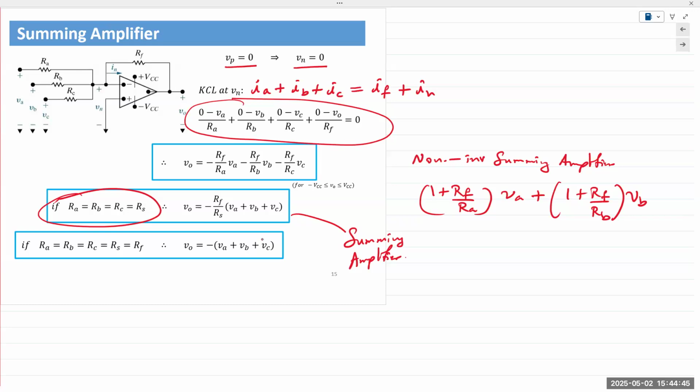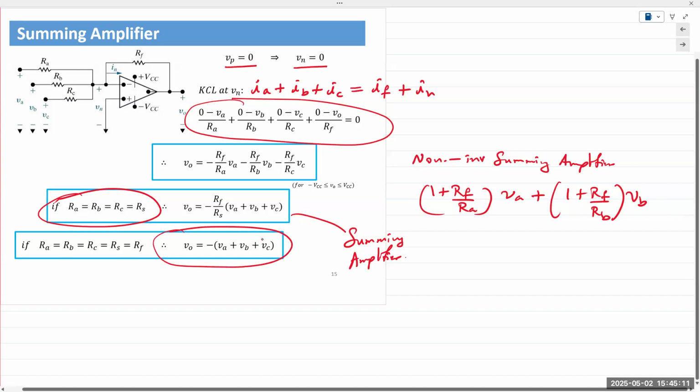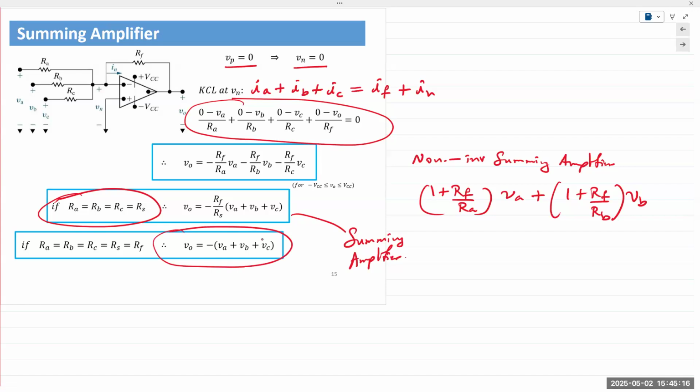And to take it one step further, if RF and RS are also the same values, then the gain is 1, and the output of the amplifier is simply VA plus VB plus VC. The input signals are simply being summed up. No gain applied. So it's a unity gain amplifier in that sense. And that is basically the third case, meaning all resistors in the circuit have exactly the same value, and the output is simply a summation of all the input signals.